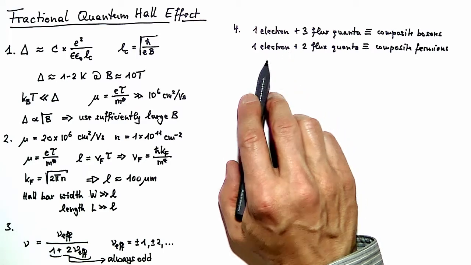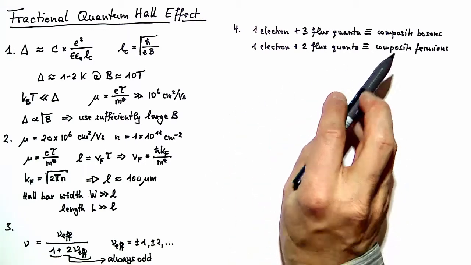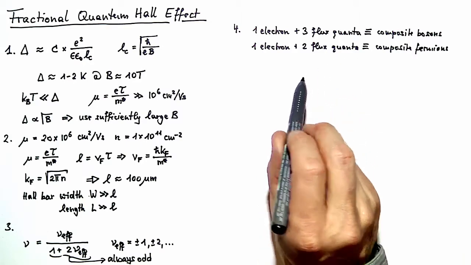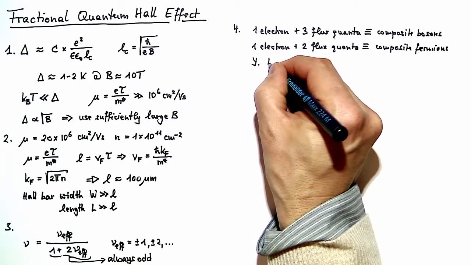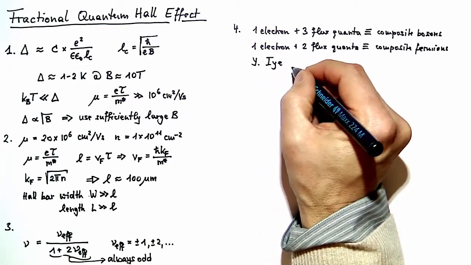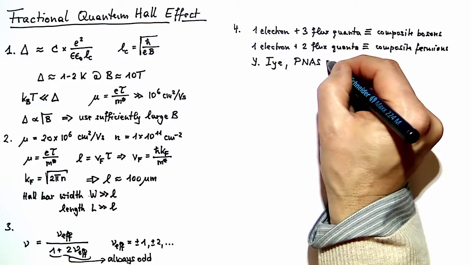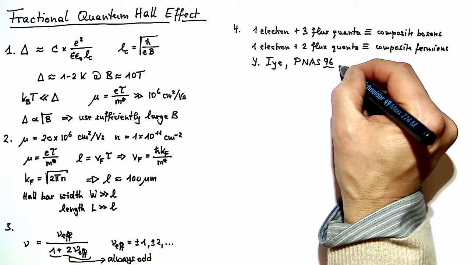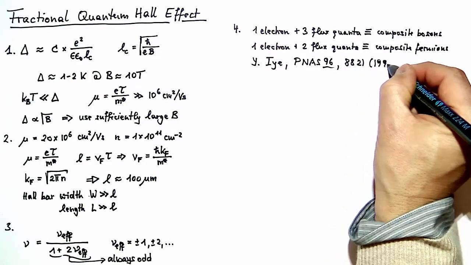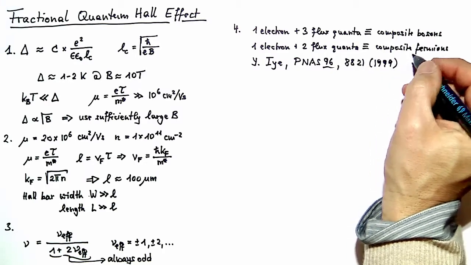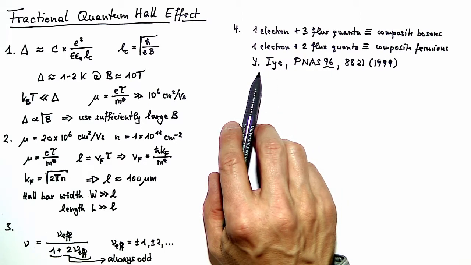If you're interested in a nice explanation of the composite boson and composite fermion character, you can look at the paper which I reference here, published in PNAS 96, page 8821 in 1999, where the relation between the two descriptions is described in a relatively simple language.